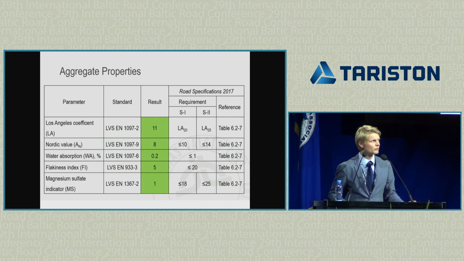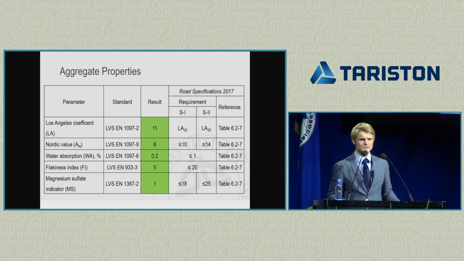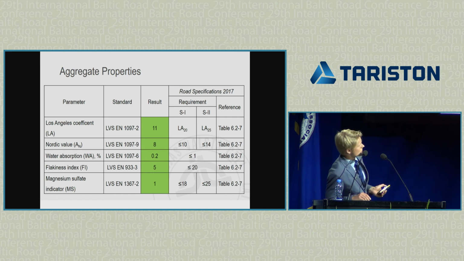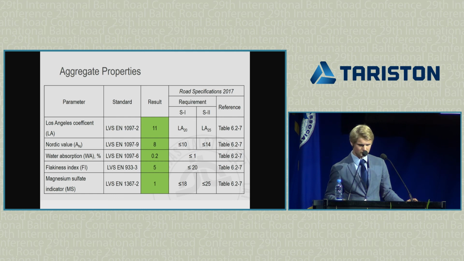And now more about the experimental part. For a thin overlay, we selected crushed quartz diorite with LA coefficient 11, Nordic value 8, and flakiness index 5. All results match Latvian road specification requirements. Here you can see recommendations for S1 class roads.